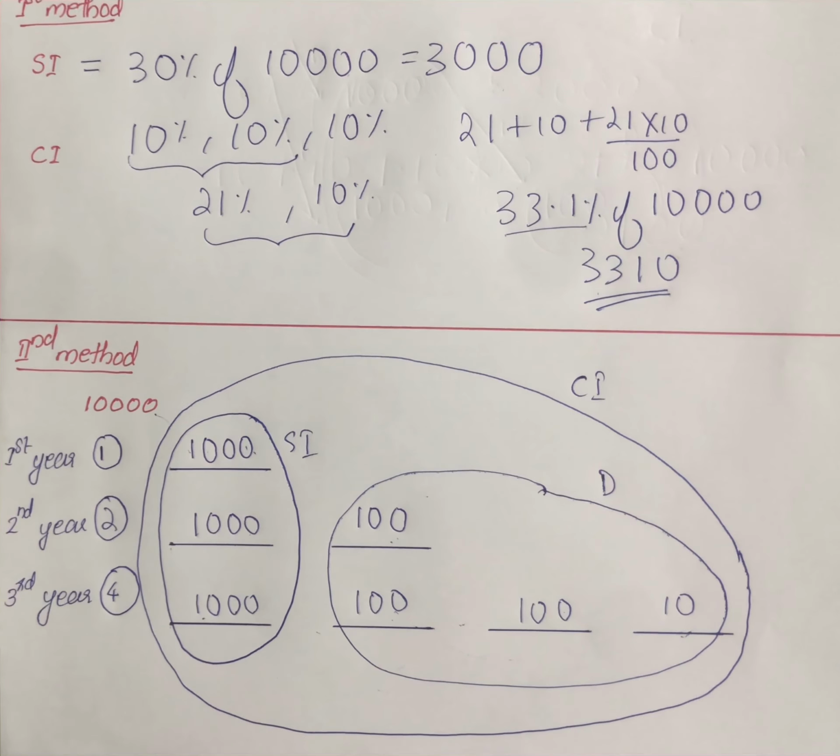Okay, so this is the simplest method in which you can find CI, or you can do questions related to the compound interest. So clearly understand and try this method once again, and then try the questions.